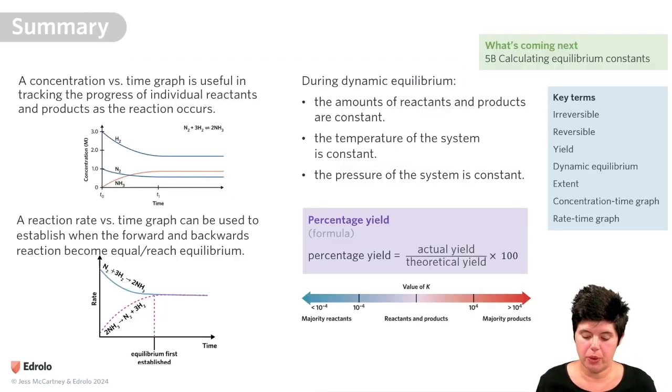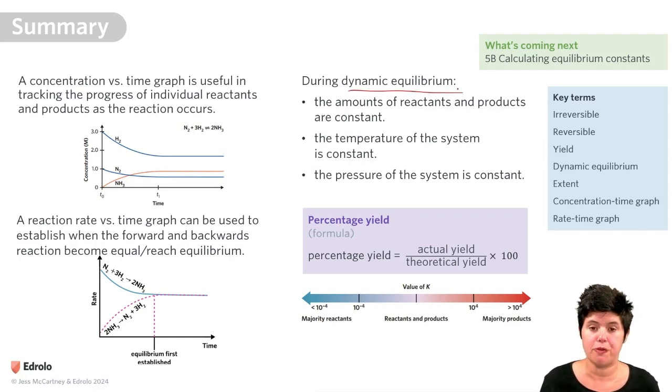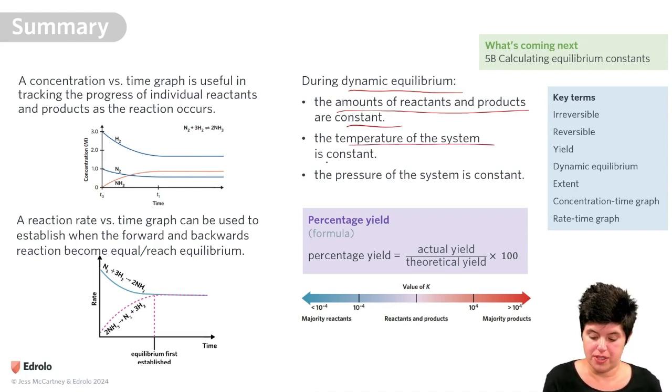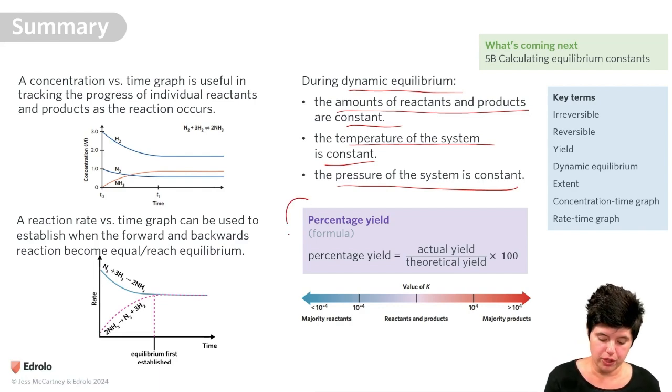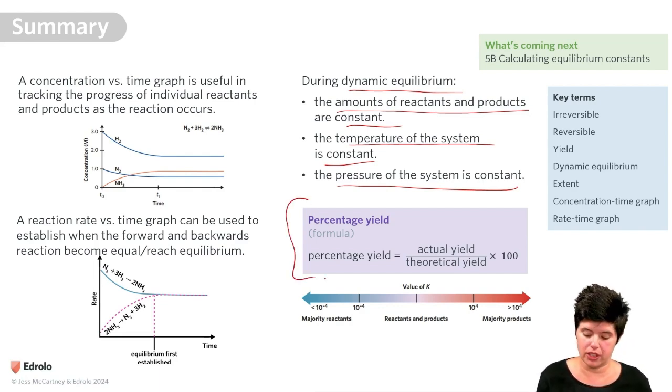So in summary, when we have a dynamic equilibrium, the following things need to occur. The amount of the reactants and products needs to be kept constant. The temperature of the system also needs to be kept constant, and the pressure of the system needs to be kept constant. When we're looking at the extent of the reaction, we can calculate how much product we're going to get, or how much percentage yield we're going to get, using the following formula, where we have the actual yield divided by the theoretical yield times 100, getting into a percentage.